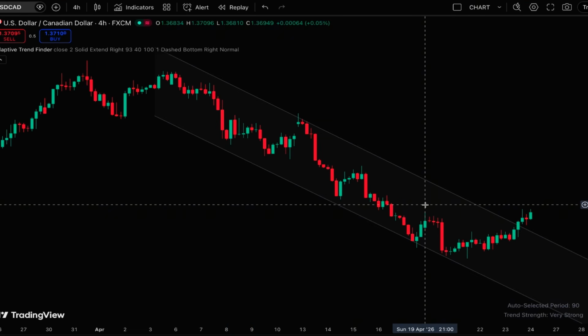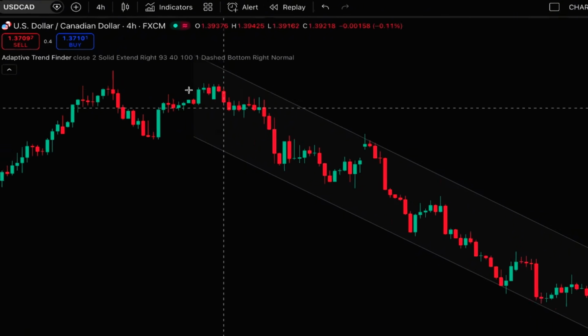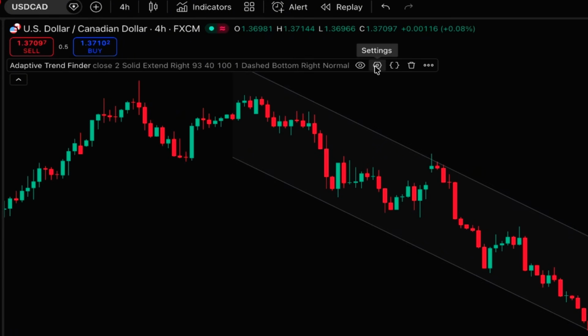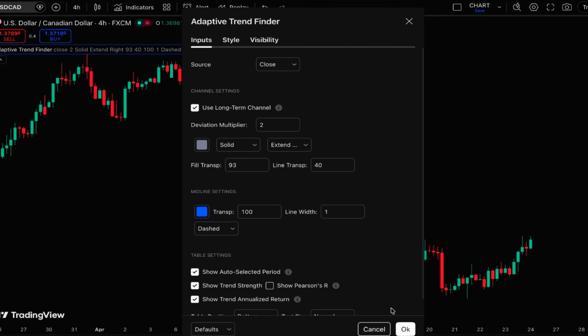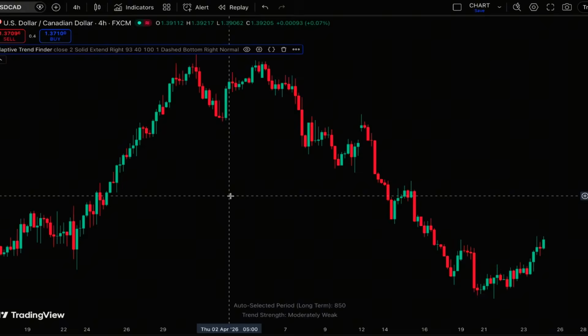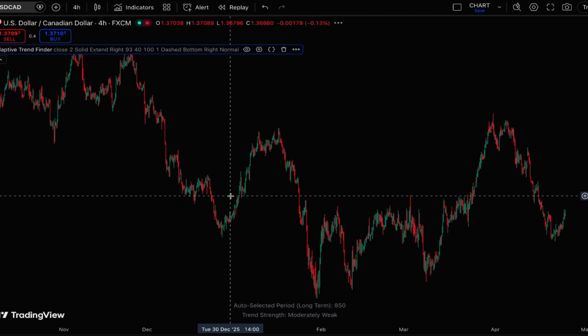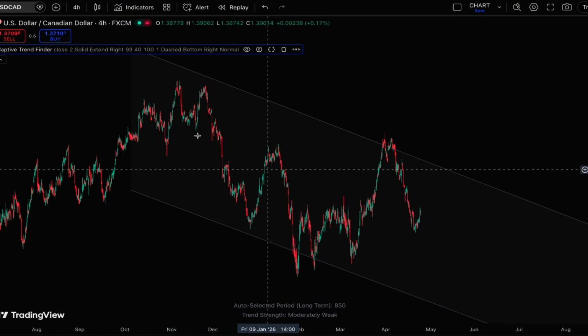By default, it is doing it for the current short-term trend of the market. And if you go to the settings of the indicator, here you can see that there is an option, use long-term channel. And if we turn this on, the indicator identifies the longer term trend of the market and shows a trend channel for this longer term trend.